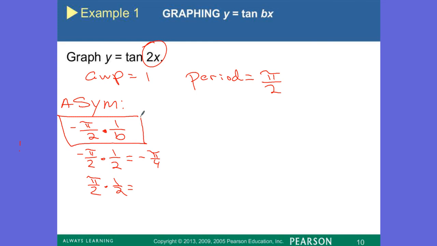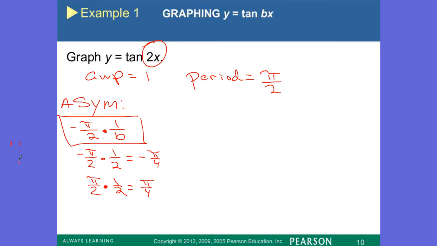This is what we're doing to figure out my asymptotes. It's kind of like a formula. Because the cotangent is going to be different. Why is cotangent going to be different? Because it's 0 to pi, so it's going to change. So it's times 1 over b. So now what do we get here? Pi over 4. It's period times 1 over b. These are not periods. These are asymptotes.